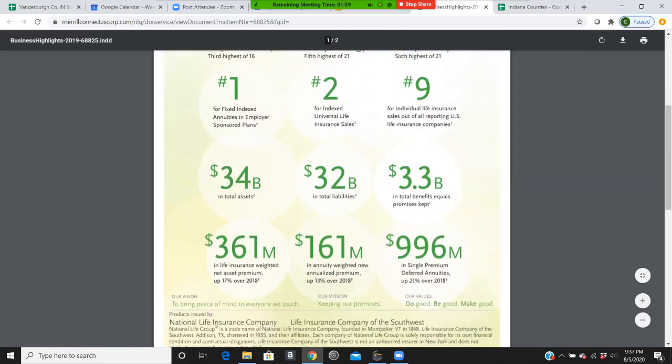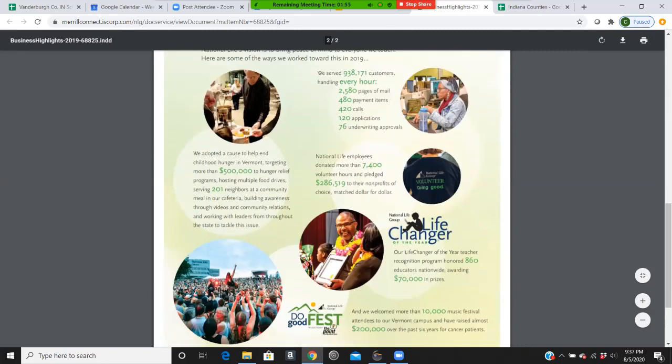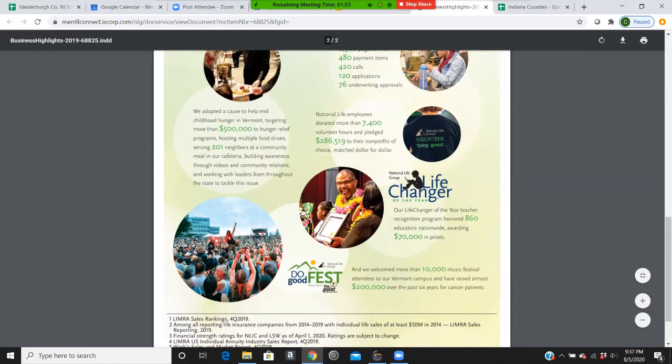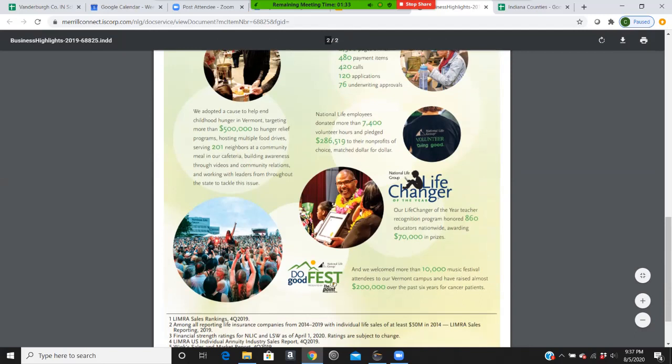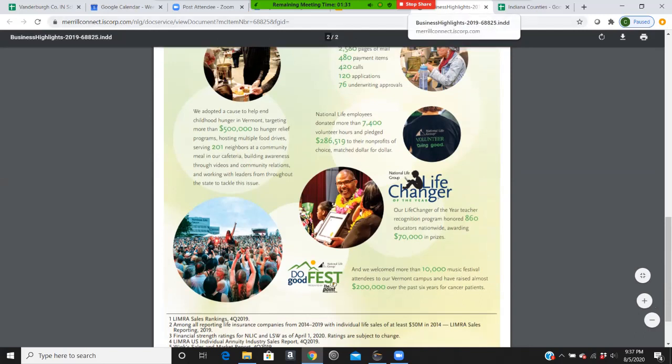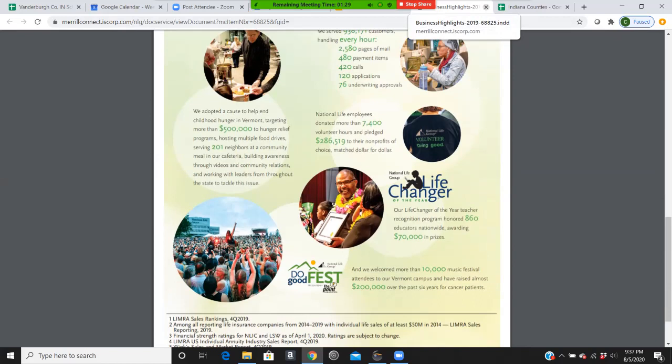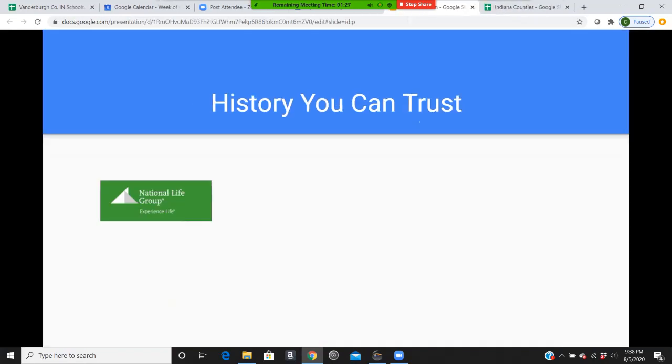The backside shows you, if you want to get into any of this, some of the good stuff they do inside the community. For teachers, this one down here might be good to hit on. They have a program called Life Changer of the Year, where they pay teachers a $10,000 payout if they win. So they work a lot with educators, and they do a lot to help that community, as well as other things in the community.